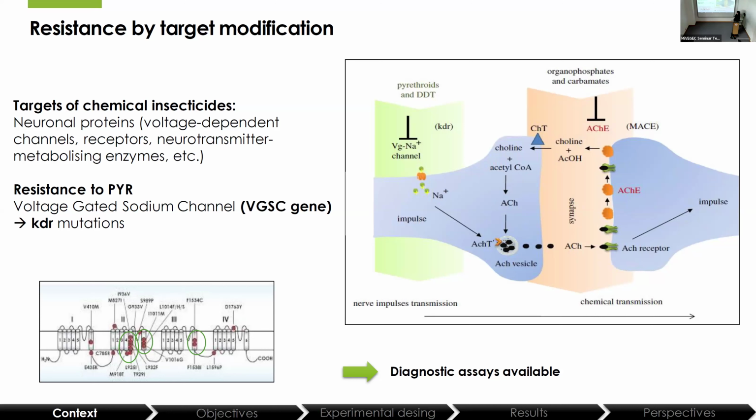And in the case of pyrethroids, the target is the voltage-gated sodium channel. And the associated mutations are called kdr mutations, or knockdown resistance mutations. So given the fact that kdr mutations are punctual mutations, they are easy to characterize, and diagnostic assays are often available to track them in the field.